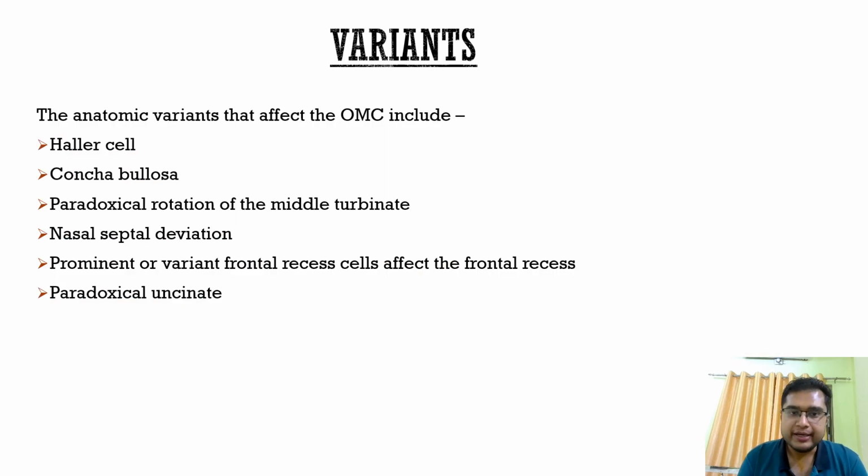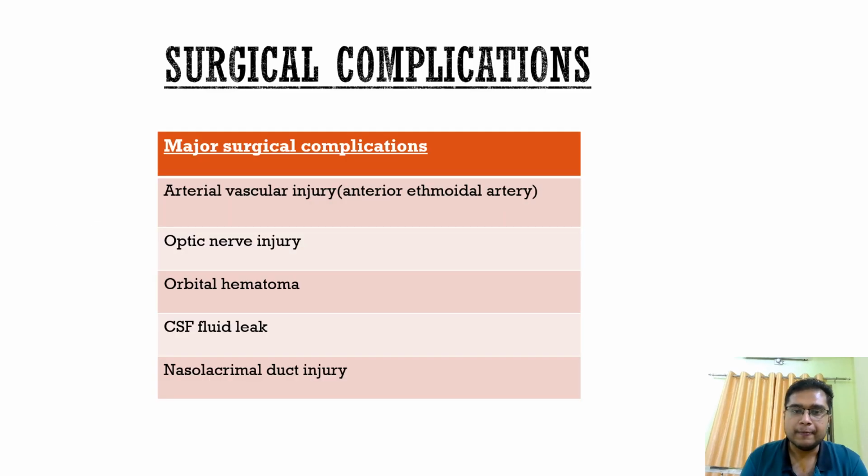Now coming to some variants that affect the OMC, which include Haller cell, concha bullosa, paradoxical rotation of the middle turbinate, nasal septal deviation, and paradoxical uncinate, which have to be kept in mind and have to be reported. Some surgical complications of FESS include arterial vascular injury, that is to the anterior ethmoidal artery, orbital nerve injury, orbital hematoma, CSF leak, and nasolacrimal duct injuries. These are all major complications.